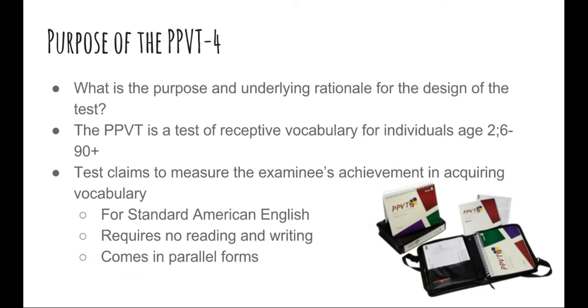The PPVT is a test of receptive vocabulary normed for individuals aged 2.5 to 90. The test makers claim to measure the examinee's achievement in acquiring vocabulary. It's important to note that it is for individuals who speak standard American English. It requires no reading and writing, and it does come in parallel forms.